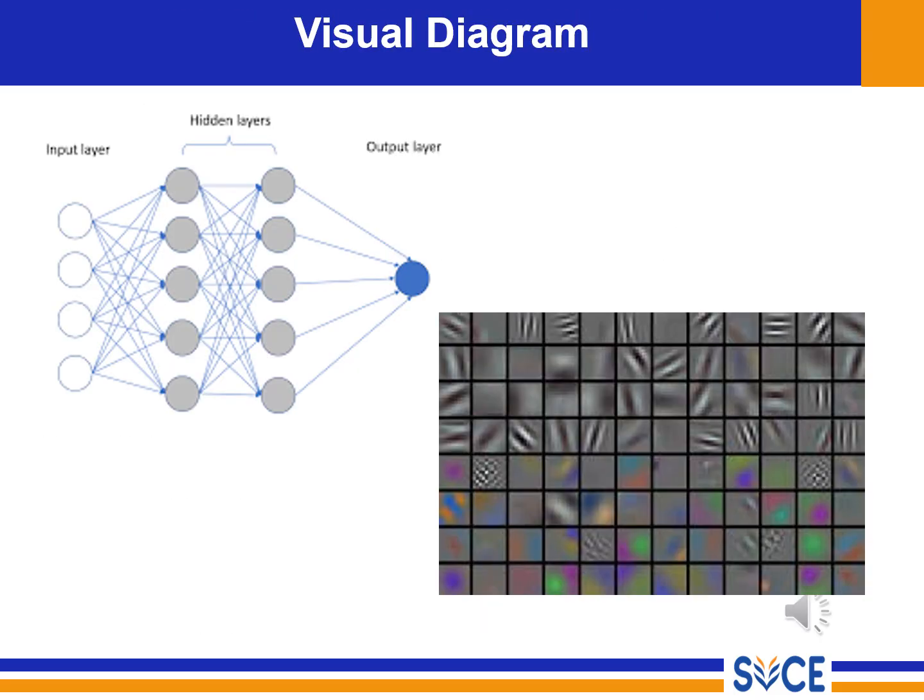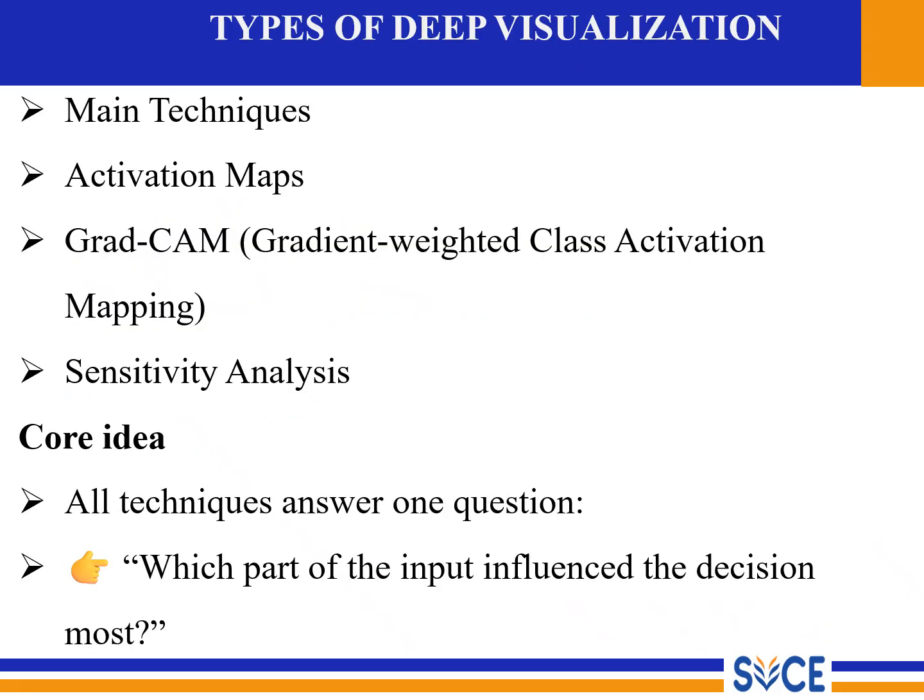This is the visual diagram of the main techniques of deep visualization. There are three main techniques. The first one is activation map. The second one is Grad-CAM, which means gradient-weighted class activation mapping. The third one is sensitivity analysis.